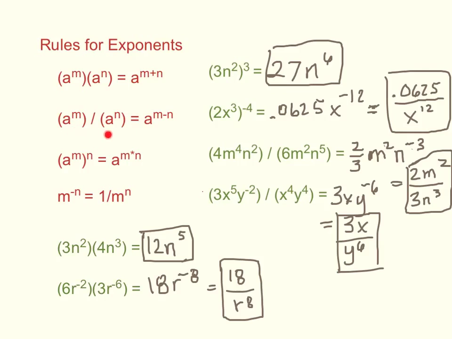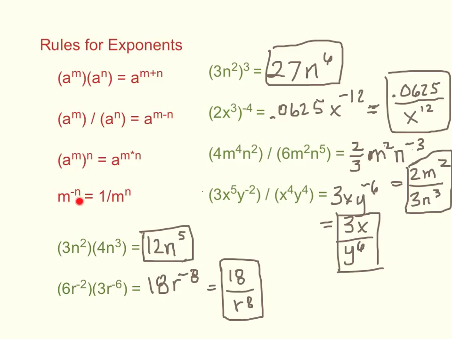And in a similar fashion, if it's division, a to the m divided by a to the n, the answer will be a to the m minus n. Another rule, if I have the exponent of an exponent, a to the m raised to the n power, that's going to be equal to a to the m times n. So we got plus, minus, multiplication. This is the division rule, I guess, if you want to look at it this way.